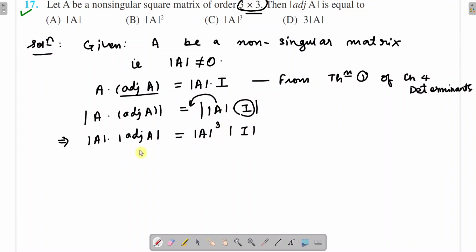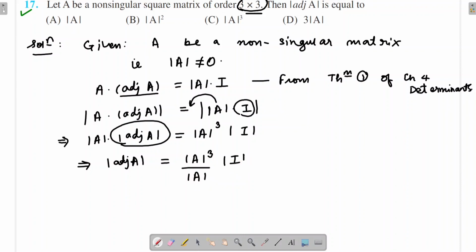So we get this equation. This will imply determinant of adjoint of A, we have to find this. This will be equal to what? Determinant of A cube divided by determinant of A times determinant of I.